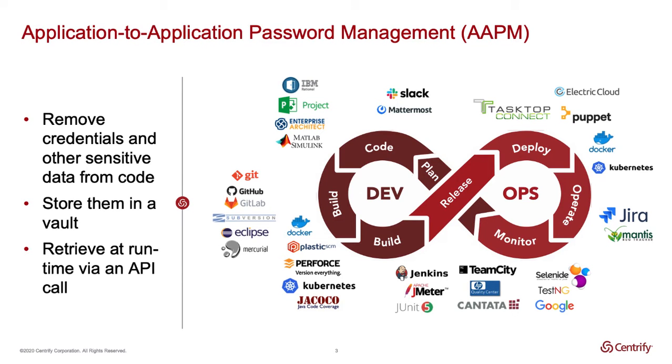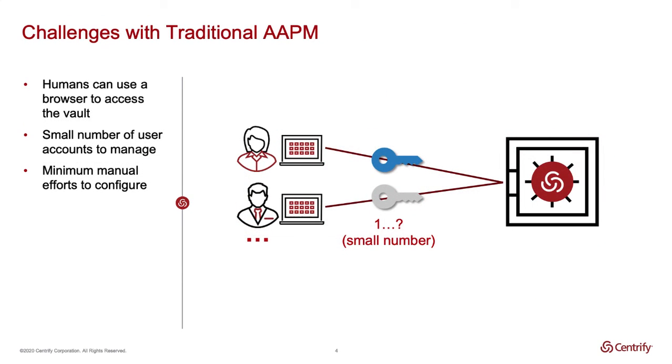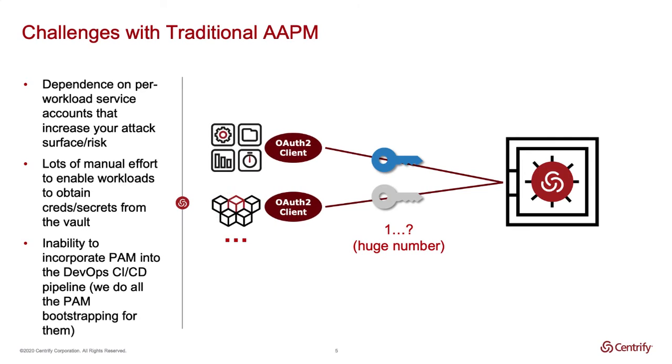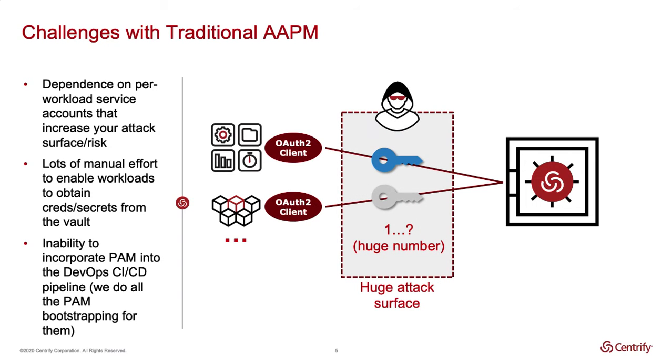So why are traditional AAPM approaches flawed? For human IT admins accessing a vault via a browser, the number of user accounts is contained and relatively easy to configure and manage. But with AAPM, for workloads such as apps and microservices accessing the vault, you may need hundreds or even thousands of service accounts, as well as something like an OAuth 2 client and API code necessary to log into the vault and consume its services. With each service account, your risk of being compromised increases, each one representing a potential vector of attack. So in a world where security best practices, analysts, and many regulations demand that you decrease the number of shared privileged accounts, this approach does the very opposite.